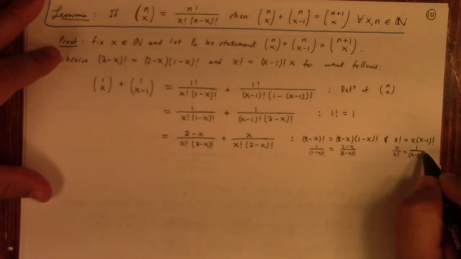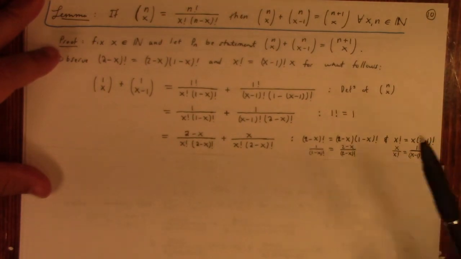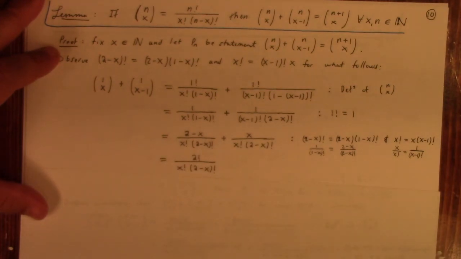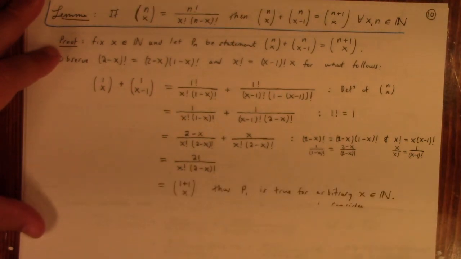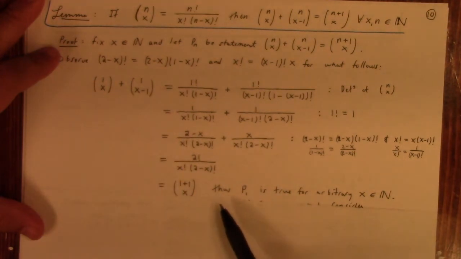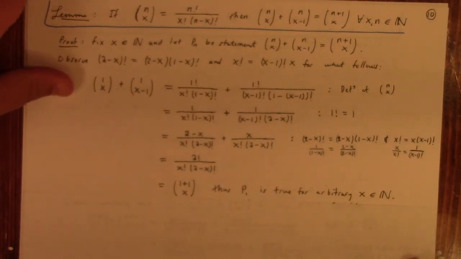Maybe you remember these kind of calculations from calculus 2 when we were manipulating series. I don't know. Maybe you don't. But anyway, there they are. And so that was cool because doing that has given me a common denominator so I can add them. And when I add them, the x and the x and the minus x cancel, and I'm left with 2, which is actually 2 factorial, which, if you look at it, is actually 1 plus 1 choose x. Therefore, that's what I need to see that P of 1 is true, and that's for arbitrary x in the natural numbers. So, okay, there's my base case.